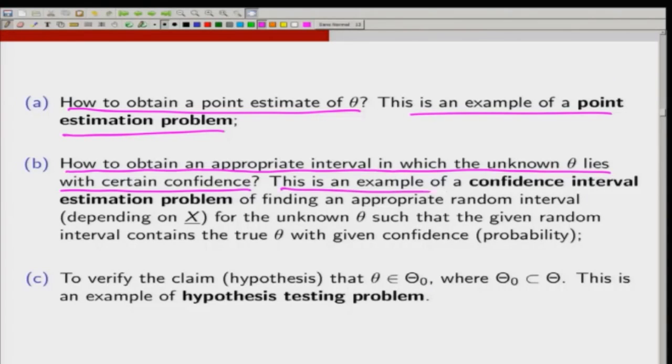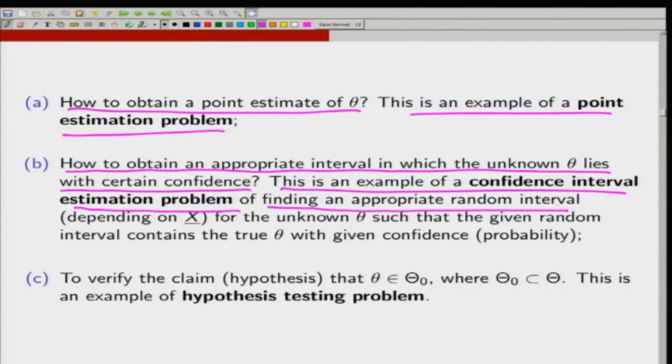This is an example of a confidence interval estimation problem. So, here also I am estimating theta, but in the sense that I am saying theta falls in a certain interval with this much confidence or with this much probability. Now, that interval certainly has to be a random interval because there is a probability associated with it.